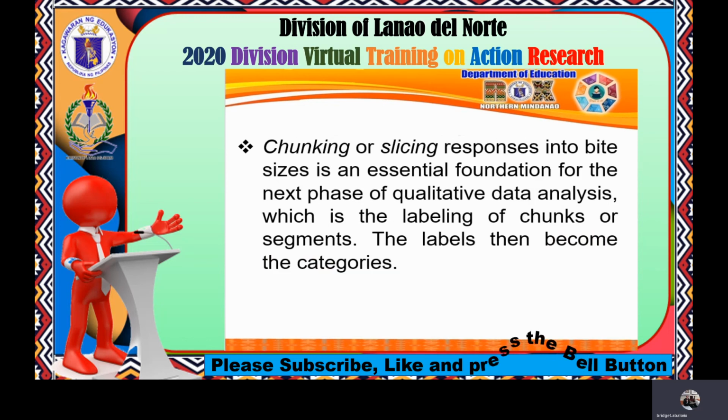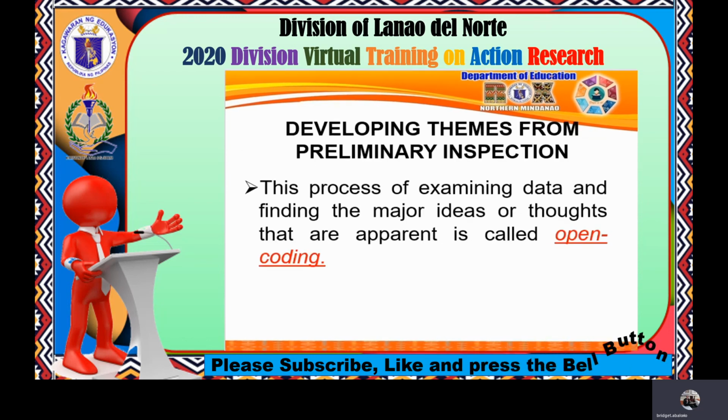Okay, let's have now the developing of themes from preliminary inspection. This process of examining data and finding the major ideas or thoughts that are apparent is called open coding. So the one that I had mentioned a while ago, in a table you have 4 columns: the sample interview question, the response or the incident or the cases, and then you have the transcription and the category. That process is what we call open coding.